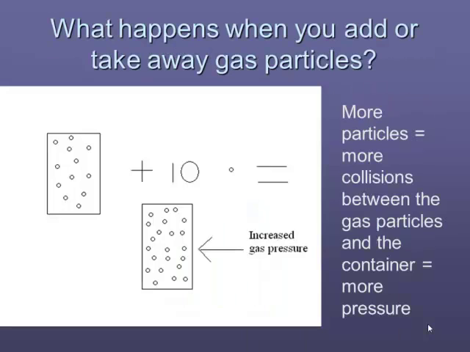So here's a picture. You start off with this diagram over here, and what I did is I counted. I got 1, 2, 3, 4, 5, 6, 7, 8, 9, 10, 11, 12 particles. And if I add 10 particles and the temperature doesn't change, basically what's going to happen is it's going to get more crowded inside of this container. Now, if it gets more crowded inside of the container, that just basically means that the particles are going to collide between each other and the container more often.